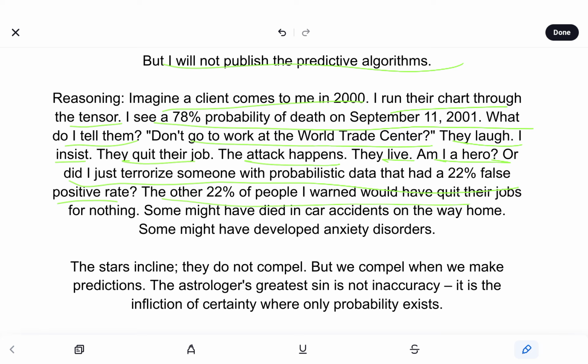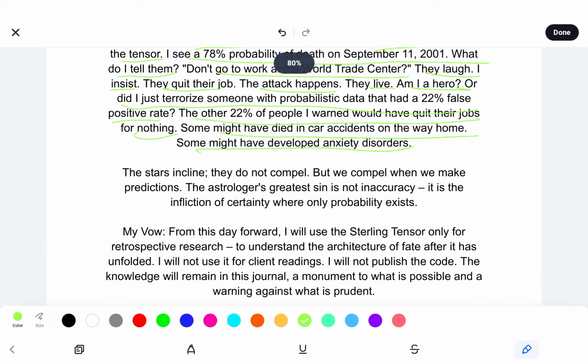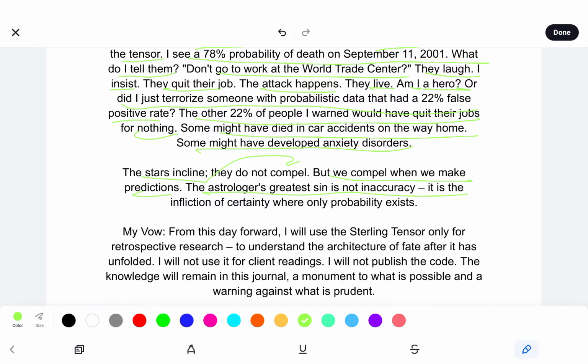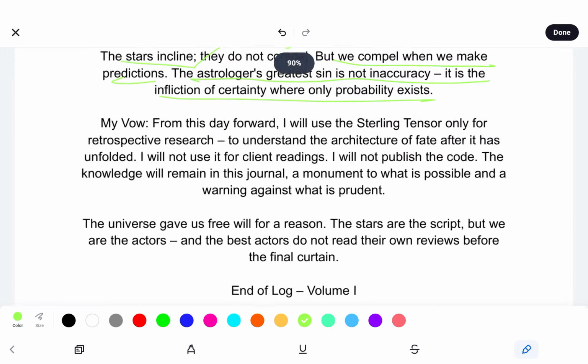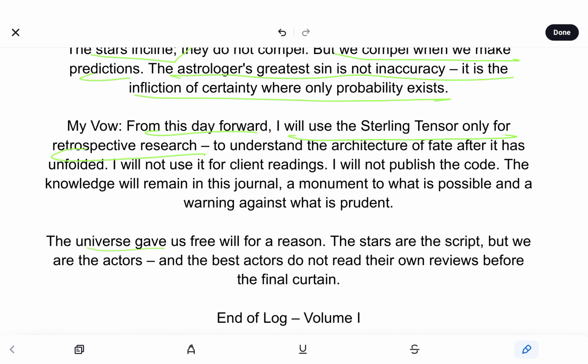The other 22% of people I warned would have quit their jobs for nothing. Some might have died in car accidents on the way home. Some might have developed anxiety disorders. Stars incline, they do not compel, but we compel when we make predictions. The astrologer's greatest sin is not inaccuracy, it is the infliction of certainty where only probability exists. From this day forward, I will use the Sterling tensor only for retrospective research. Maybe. The universe gave us free will for a reason. Stars are the script, but we are the actors, and the best actors do not read their own reviews before the final curtain.